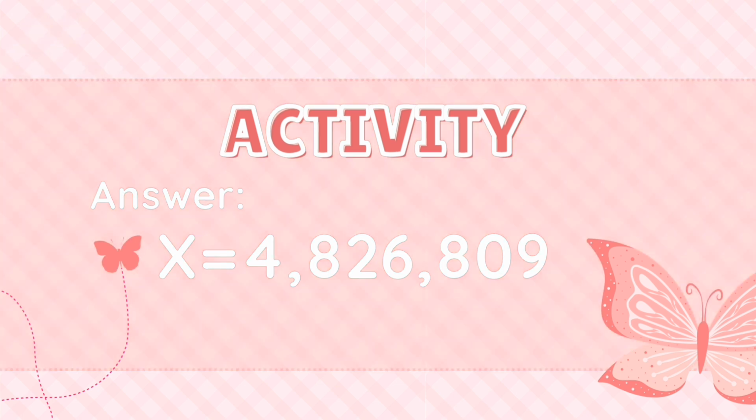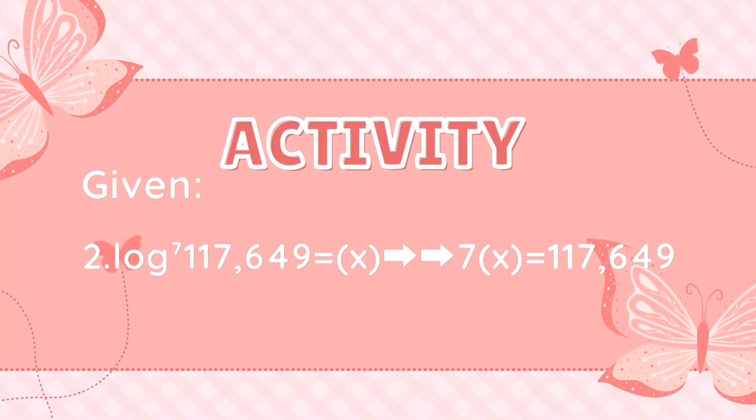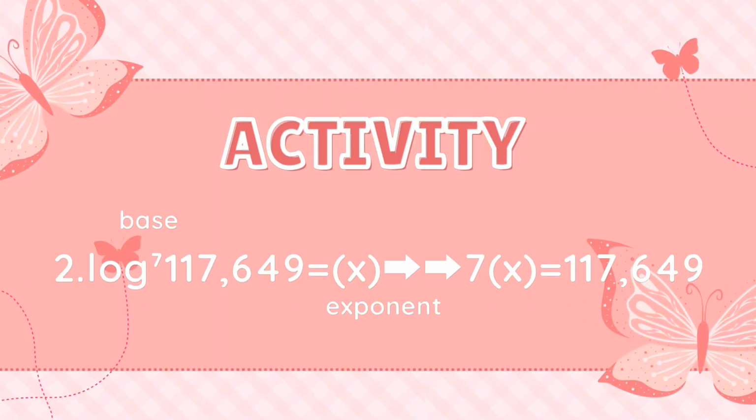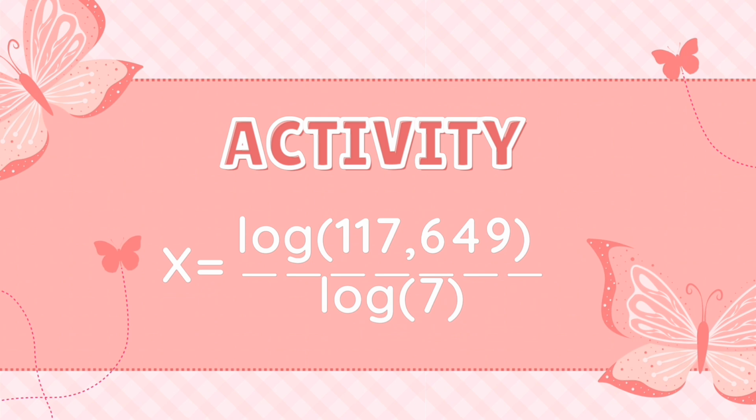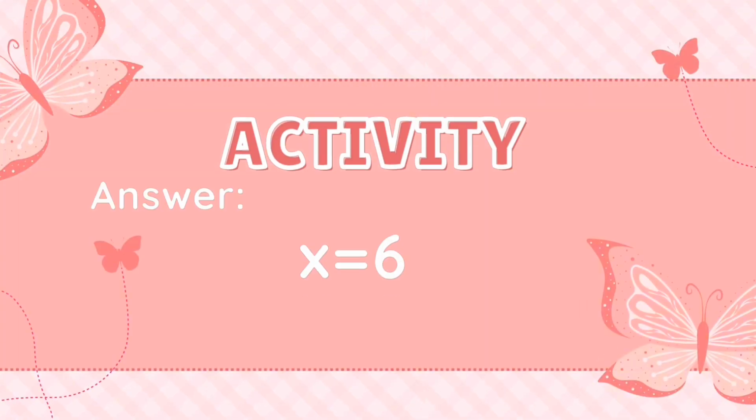4,826,809. Number 2, the given equation is log base 7 of 117,649 equals x, and 7 to the power of x equals 117,649, where the base is 7 and the exponent is x. So we need to divide the log of the product by the log of the base. Log 117,649 divided by log 7 equals, so the answer is x is equal to 6.